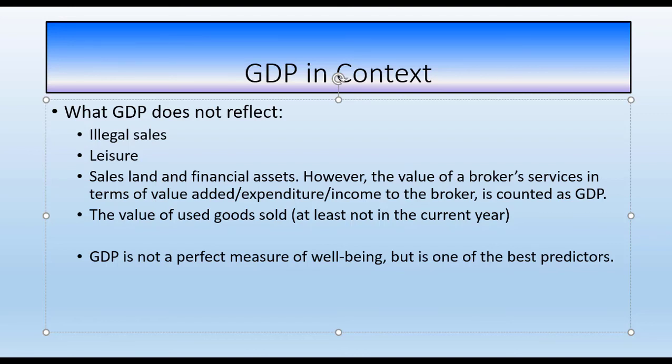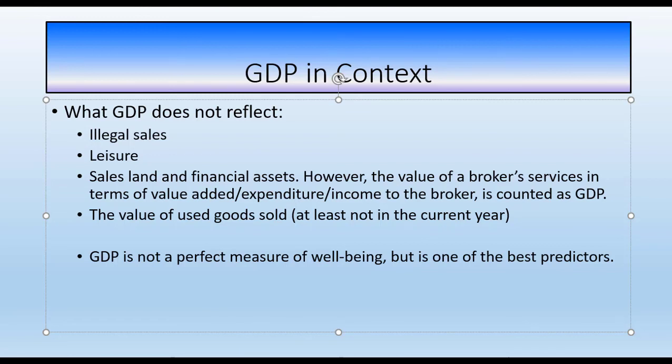Then the other thing is sales of land and financial assets are not included in GDP because those sales are generally not the value of what's been produced. However, the value of a broker's services, a real estate broker or a stockbroker, the value of their services is value added, it's an expenditure, it's income to the broker, that's counted as GDP. The value of used goods is not counted, at least in this year's GDP, because it was counted in a previous year's GDP when it was produced. And the last item is this.